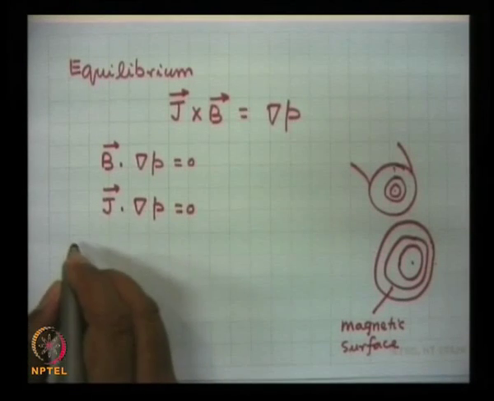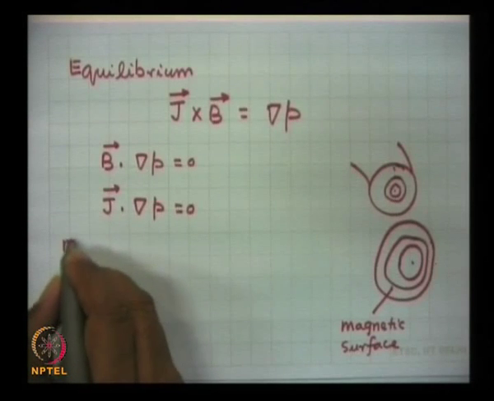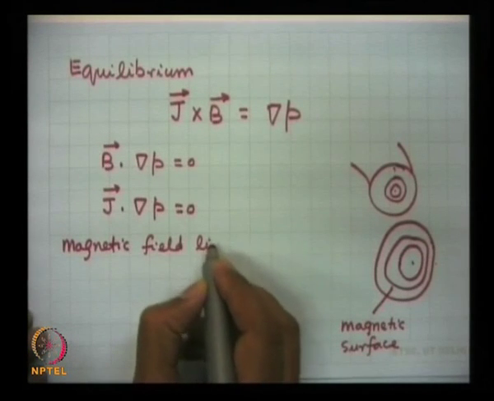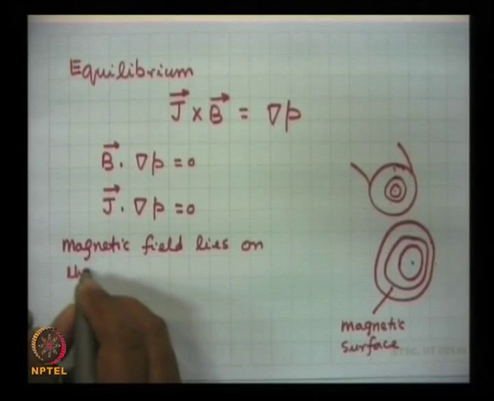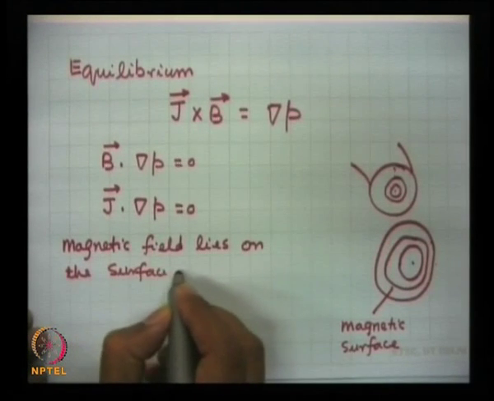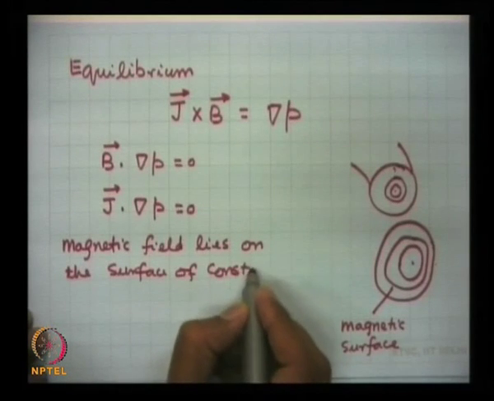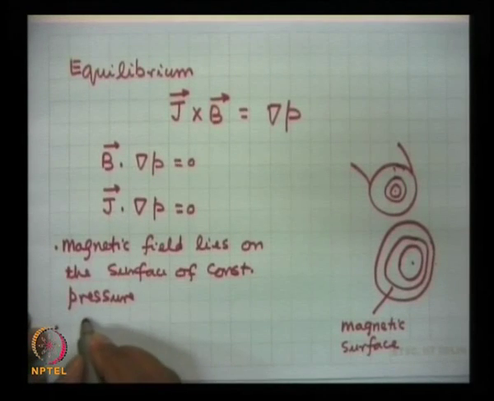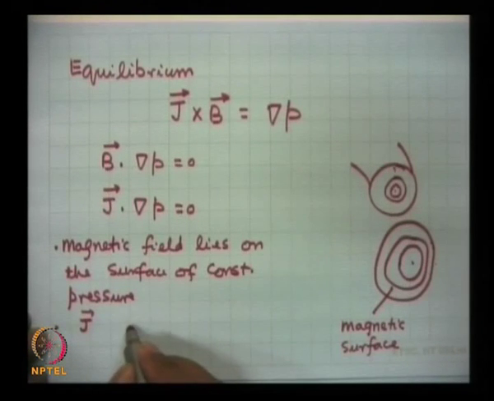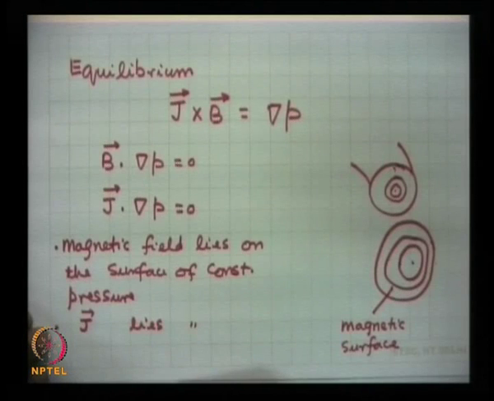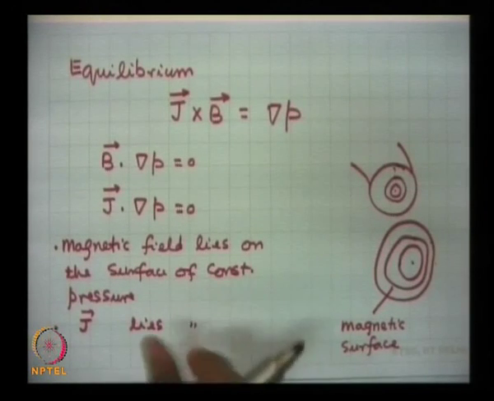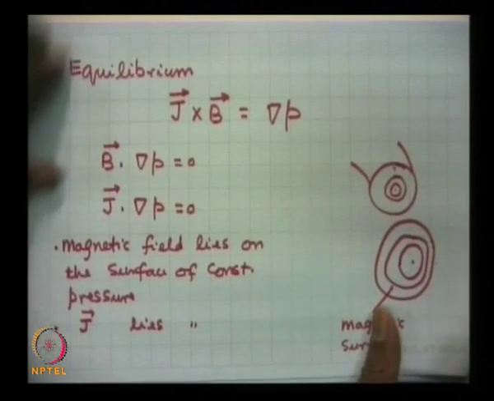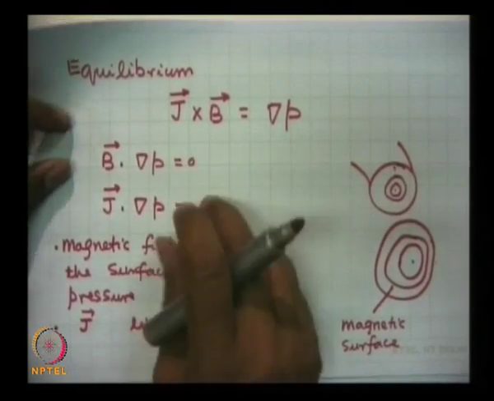A surface of constant pressure, so let me write this in words. Magnetic field lies on the surface of constant pressure. The same thing happens with J. J also lies on the surface of constant pressure. So any surface of constant pressure is also known as magnetic surface. Magnetic field is tangential to the surface. This is one very important thing that we have seen. Just by simple consideration, we note this.